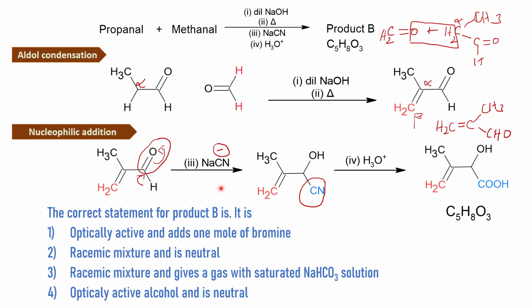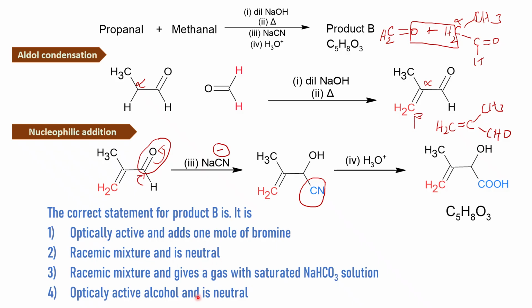Now let us see the nature, because we know that what we have found here is an acid, and the acid will react with a saturated solution of sodium bicarbonate to form carbon dioxide and the salt of the acid. So option 3 is suitable in this particular case. But we cannot rule out the other options yet. For example, the first option adds 1 mole of bromine. We know that there is an unsaturation here, and so addition of 1 mole of bromine is possible. A dibromo product can be formed because it is an unsaturated molecule.